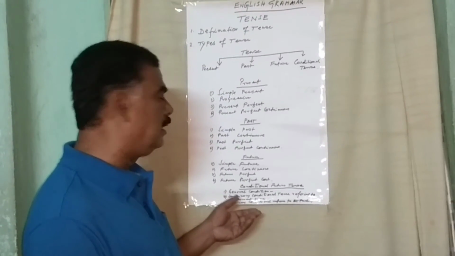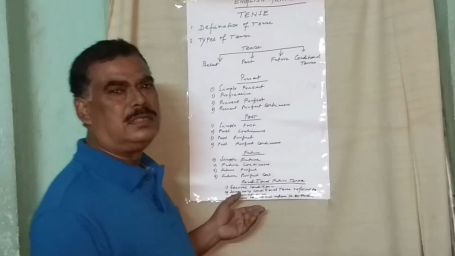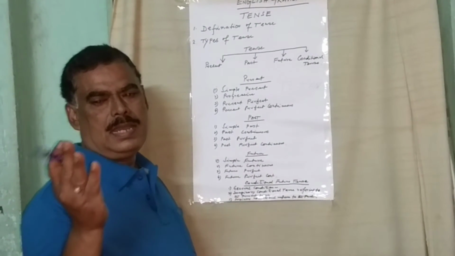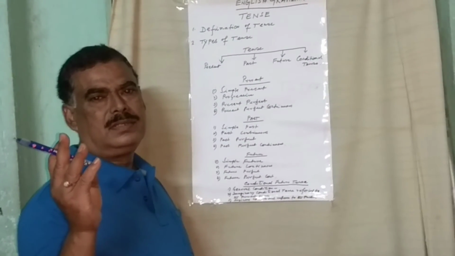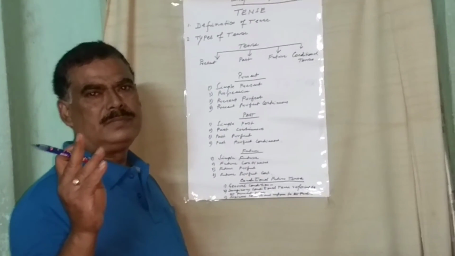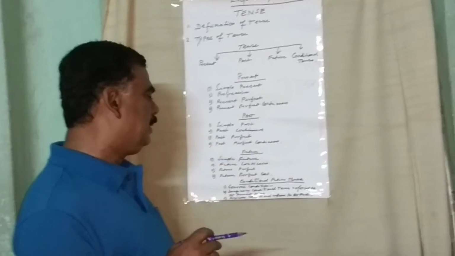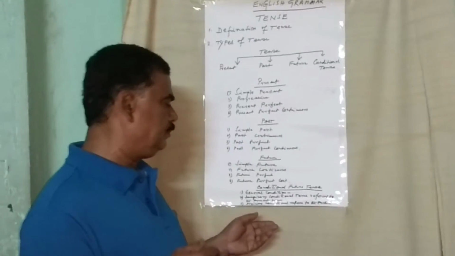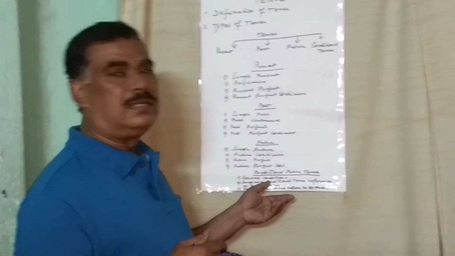And what are the general conditions? General conditions are if, unless, provided that, in case of, in the event of, etc. So these conditions are given before the sentences. And how are the general conditions used?